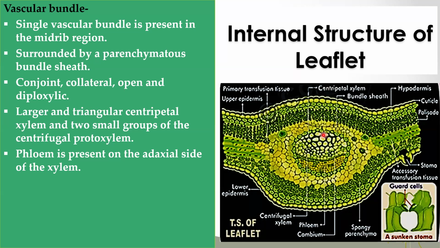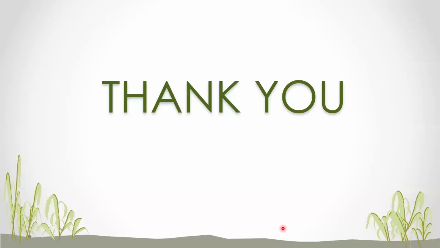So, one of these two centrifugal xylem groups is present on either side of the centripetal protoxylem. Phloem is present on the adaxial side of the xylem, and this forms the complete vascular system in the leaflet. Diploxylic vascular bundles are present with both centripetal and centrifugal xylem. Thank you.